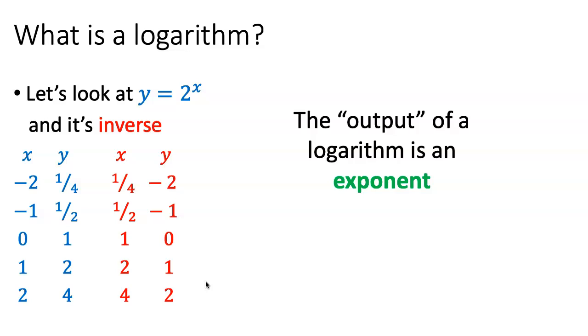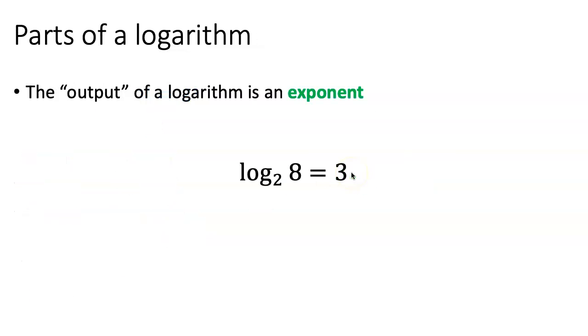Try to keep that in mind. We're going to see 3 parts to a logarithm, and the output is an exponent. That's what all these y values are here. They're exponents. All right. We'll use that now to see what's going on with the parts of a logarithm. Again, the output of a logarithm is an exponent. So this 3 is an exponent.